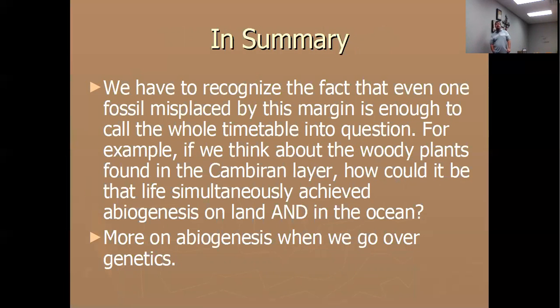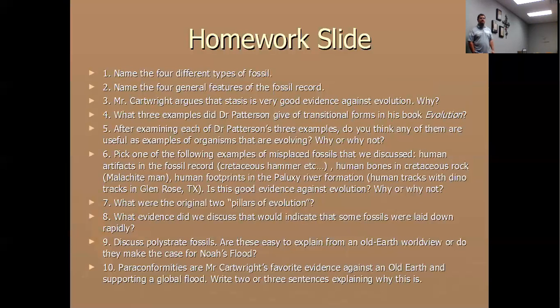We have to recognize that even one misplaced fossil by that margin is enough to call the whole timetable into question. Again, having a fossil of a plant that is apparently evolving at the same time as the ocean creatures is completely out of the question. So again, most evolutionists are completely unaware of the fact that we find xylem and spores in pollen way down in the Cambrian layer. We'll talk more about abiogenesis when we go over genetics.